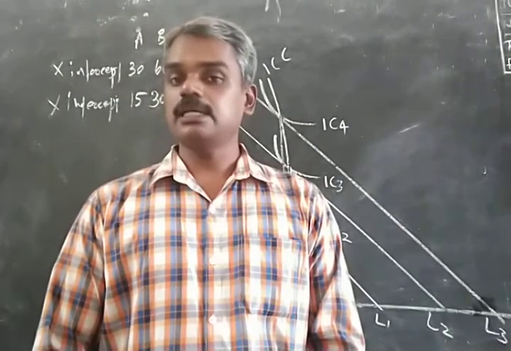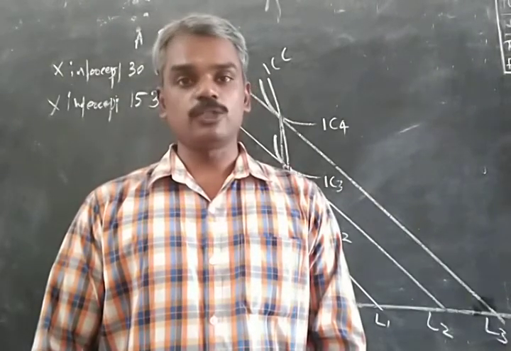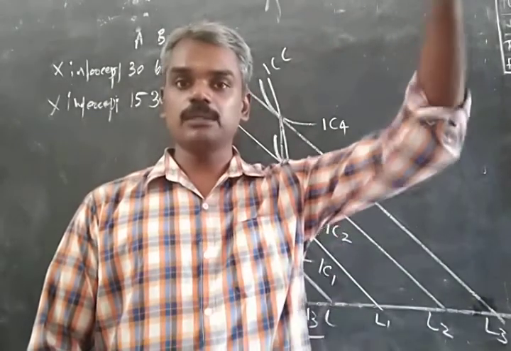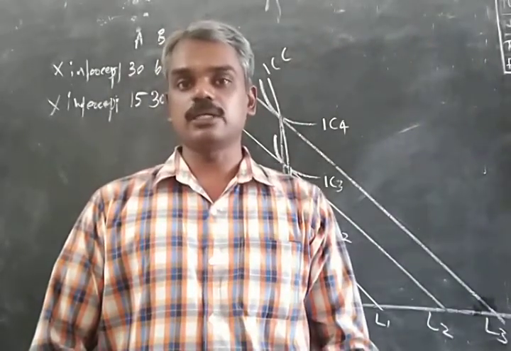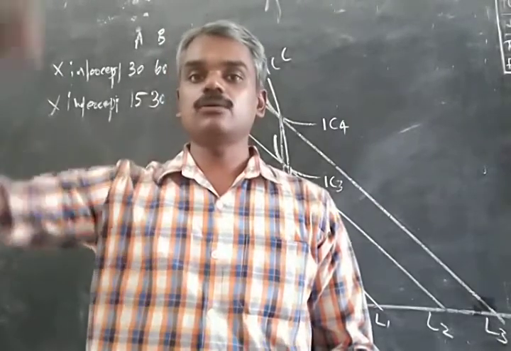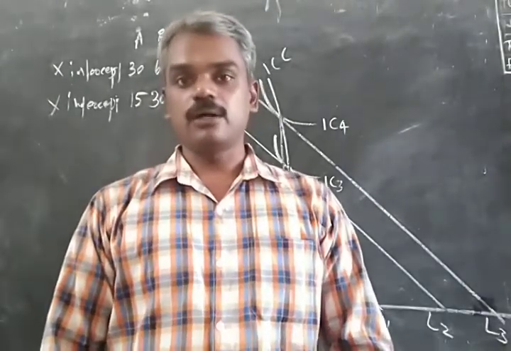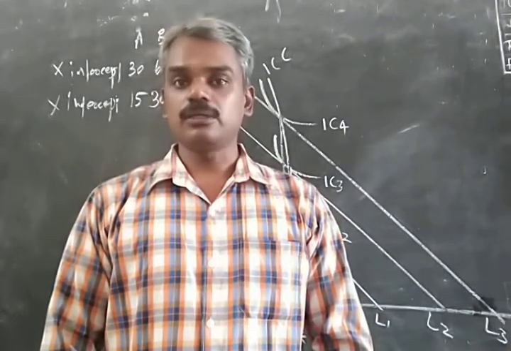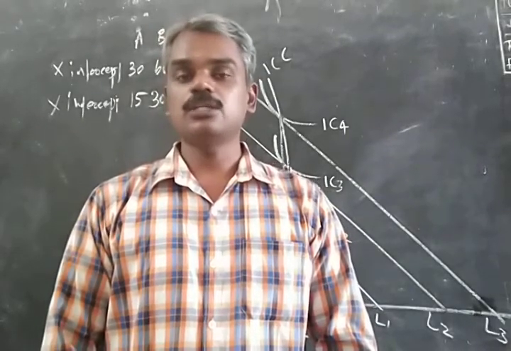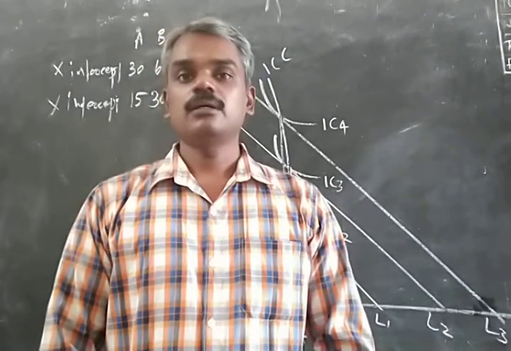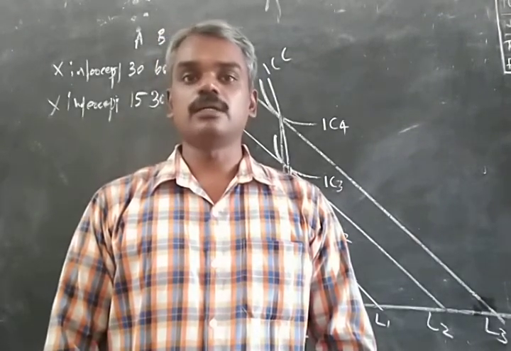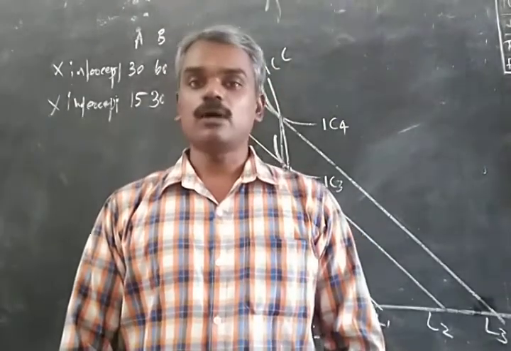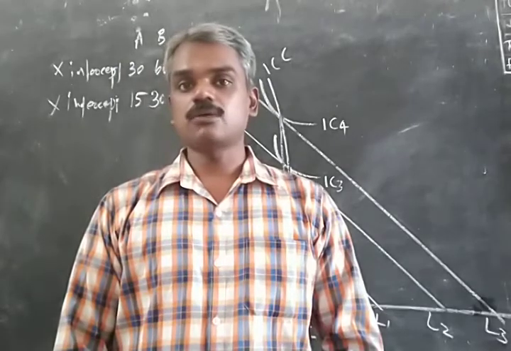We say that the income effect is negative here, because when income increases, consumption falls. Income increases, consumption falls. So the relation is negative. So the income effect is said to be negative, and we have got a new identity for the inferior good. A good is said to be inferior when the income effect is negative. That is, when income increases, the consumer consumes less of it, and when income falls, he consumes more of it. This is called an inferior good.